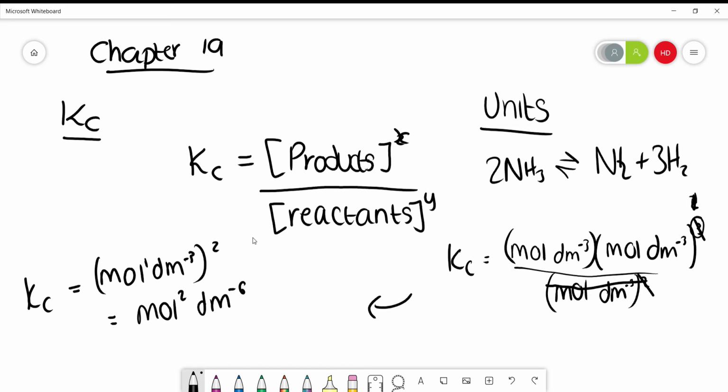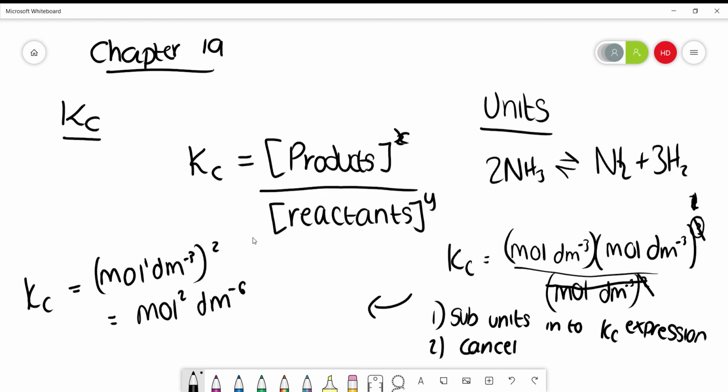So overall, to work out the units for Kc, you do 2 steps. You substitute units into the Kc expression, and then you cancel and simplify the units. I'll just give you a couple of seconds to take that down.